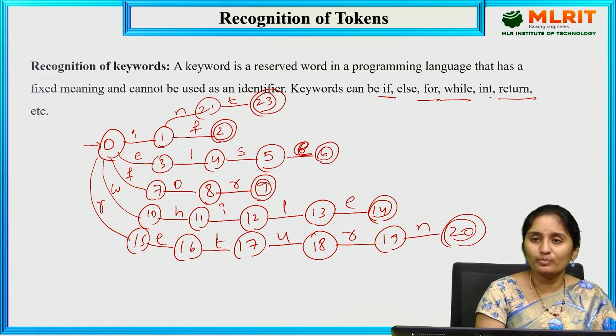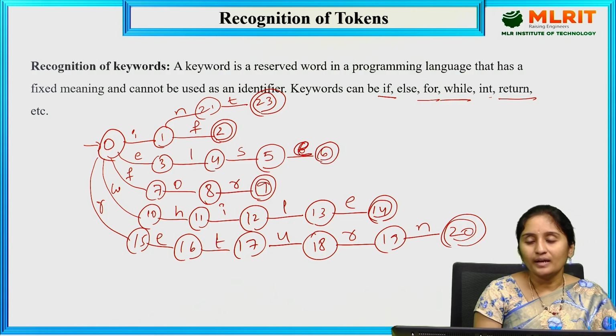The keywords cannot be our identifiers. Why? Because the identifier starts with a letter or underscore, and it can be followed by any combination of letters or digits, but it should not be any reserved keyword, and it cannot be any special symbols also.